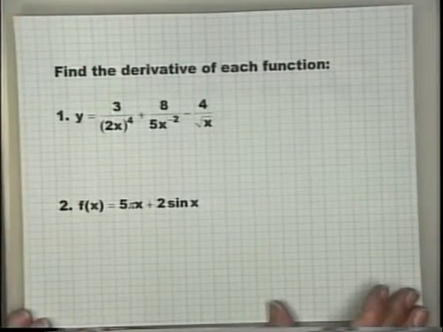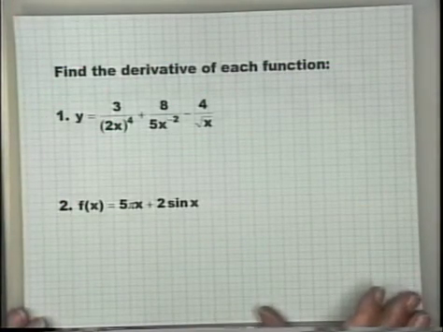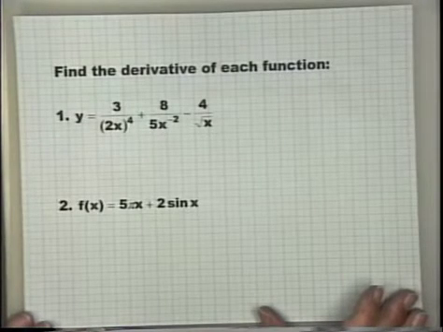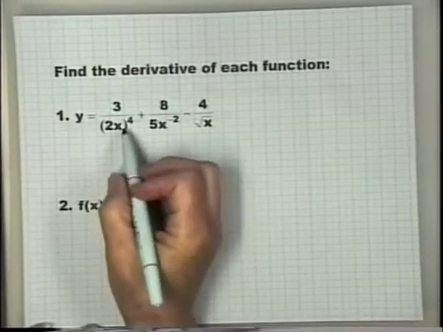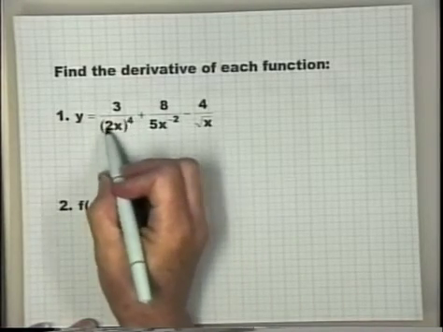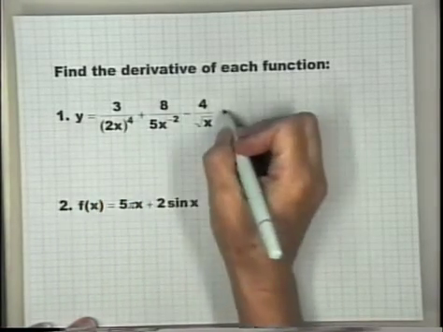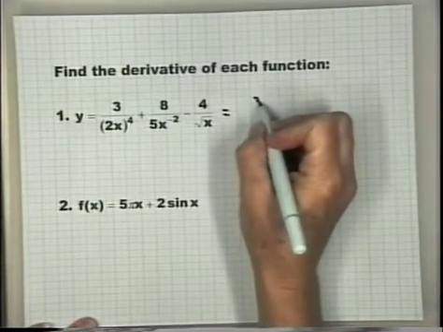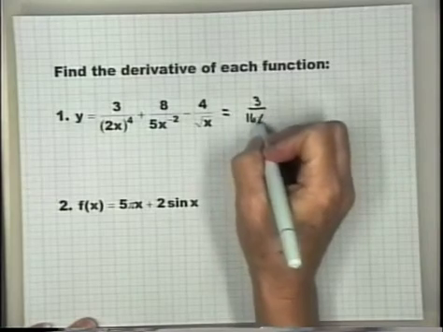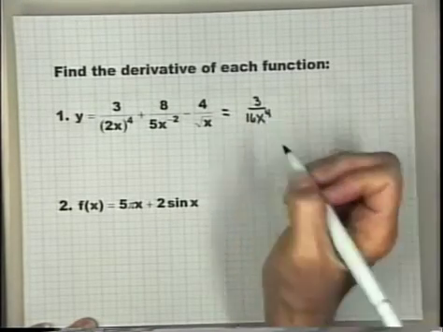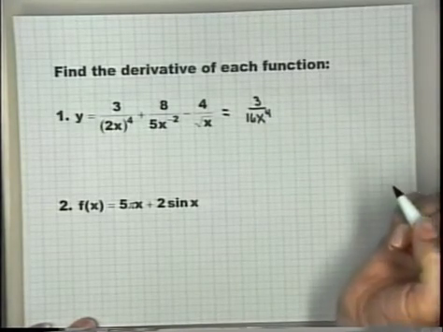Find the derivative of each of these functions. Now, I have chosen these to talk a little bit about how to rewrite correctly and to be careful with these things. Notice on this one, I have the quantity 2x to the 4th. So the first thing I'm going to do is rewrite that. 2 to the 4th is 16. So that's the same thing as saying 3 over 16x to the 4th.